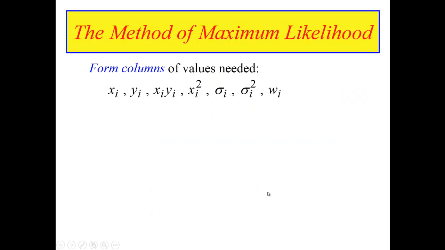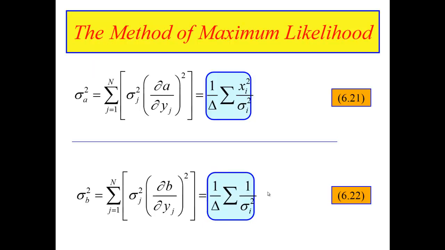So we're almost finished. You can see from these kinds of expressions that when we do the evaluations of sigma A and sigma B, when we do the evaluation of A and B, we have all kinds of sums like the two that are given here. The sum over all the data points of 1 over sigma i squared, the sum over all the data points of xi squared over sigma i squared, and so on and so forth.